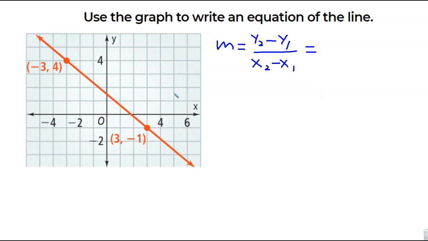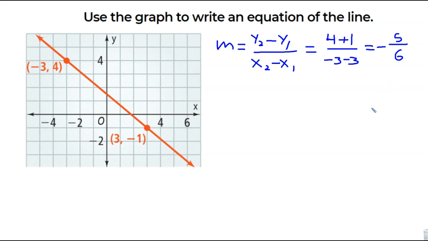And filling in the points we have, we can say in either order, y minus y. I'm going to go 4 minus negative 1, so 4 plus 1, over, in the same order then, x minus x, we'll say negative 3 minus 3, which will turn into a 5 on top, a 6 on bottom, and since the 6 is negative, we'll just throw a negative out front here. Okay, so there's our slope.